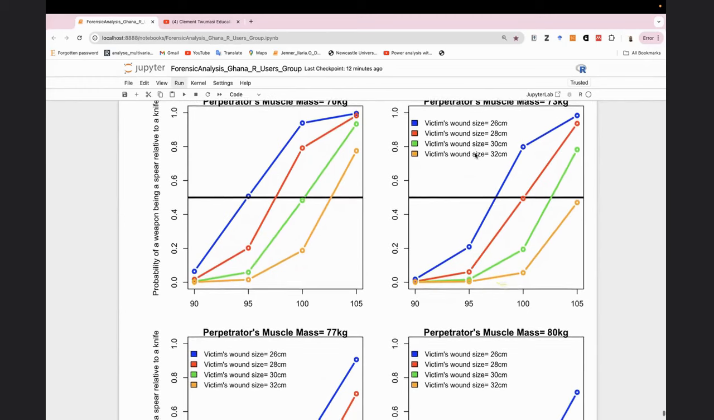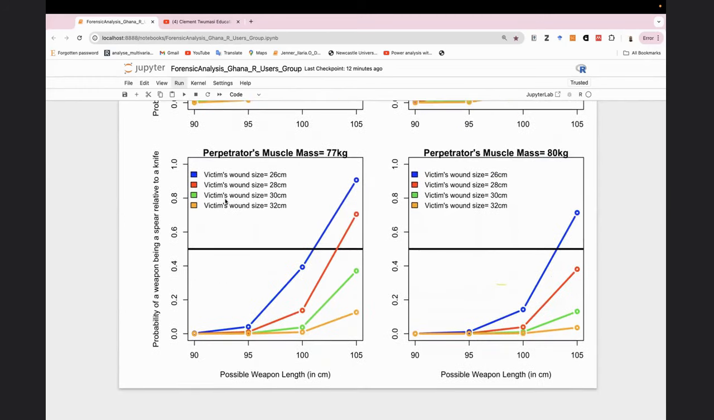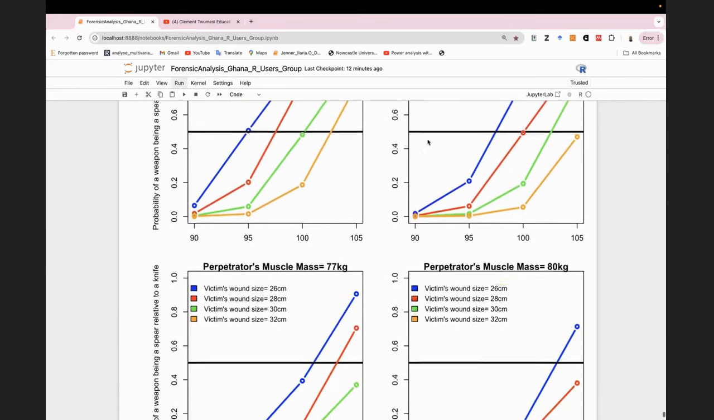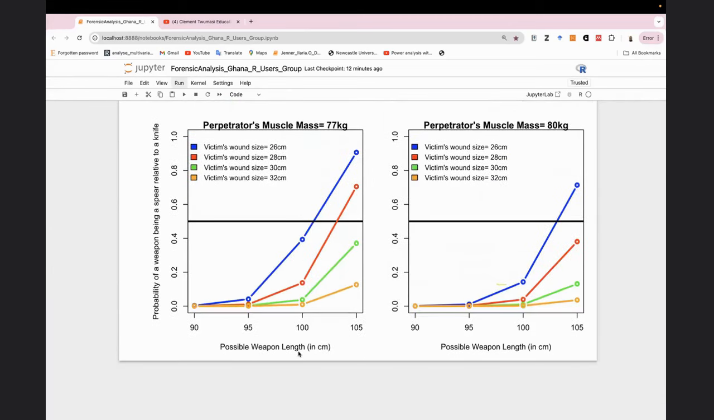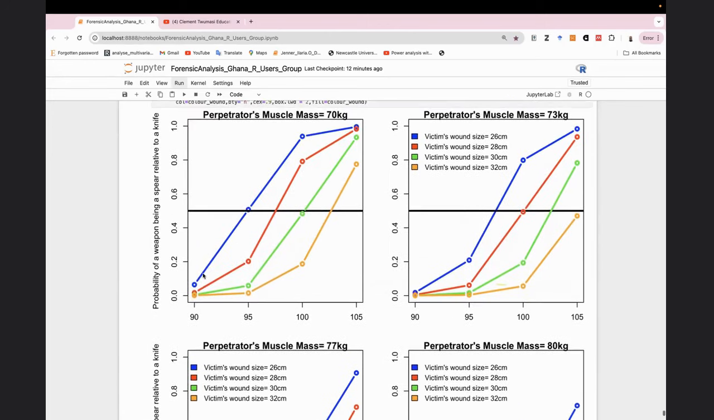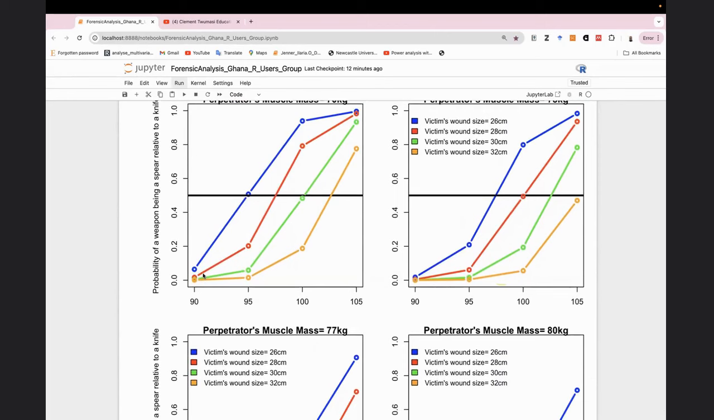But now look at something. Let me come down and interpret, let's say, this one. First of all, irrespective of the muscle mass, you notice that as the length of the wound increases, the probability that the weapon was a spear, relative to it being a knife, increases as well. It makes sense because we know that spears are naturally supposed to be longer than a knife.